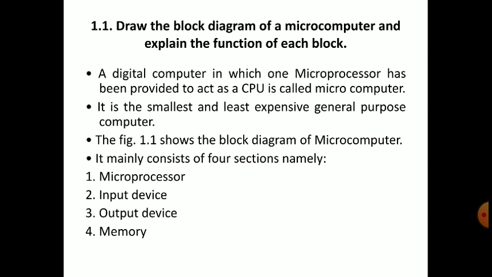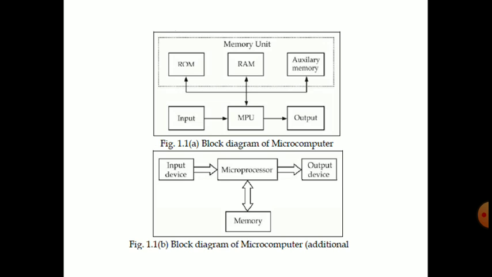So first see the topic. Draw the block diagram of a microcomputer and explain the function of each block. So this is a simple block diagram of a microcomputer. And that figure 1.1a is a block diagram of a microcomputer, and 1.1b is a block diagram of microcomputer with additional changes. What do you see the difference here?